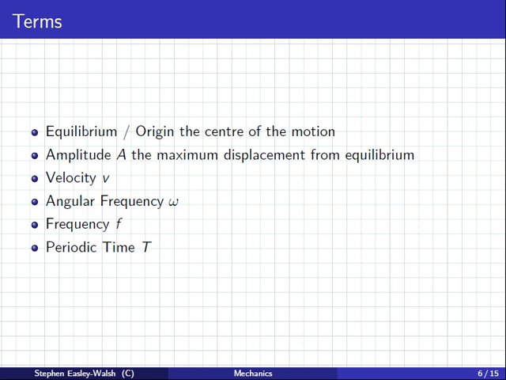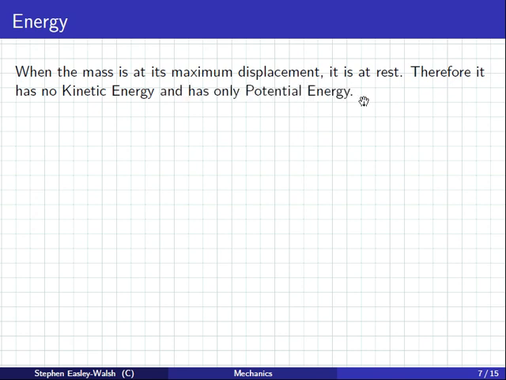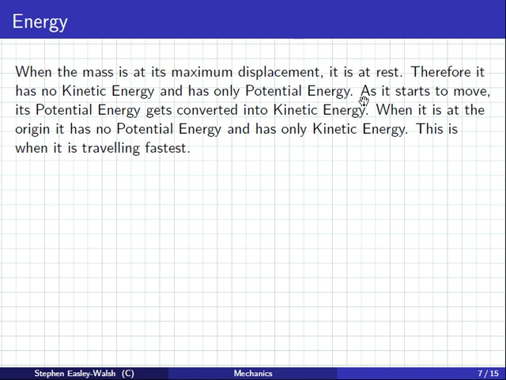Got that? Continue? So, when the mass is at its maximum displacement, it's at rest. So it has no kinetic energy, right? It has only potential energy. As it starts to move, its potential energy gets converted into kinetic energy. When it's at its origin, it has no potential and only kinetic. This is when it's traveling fastest.